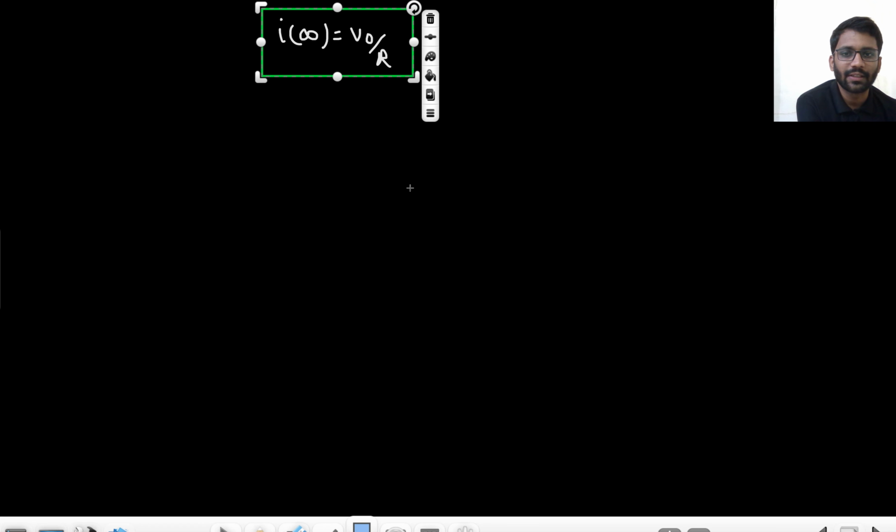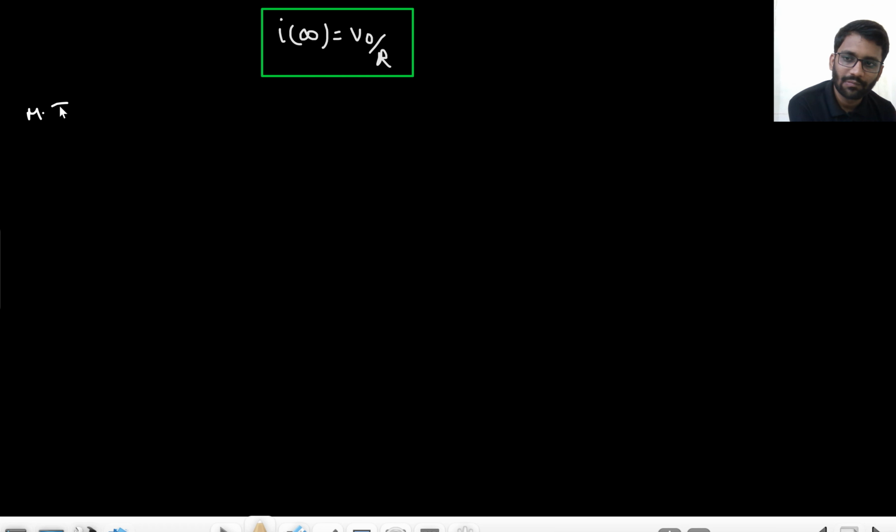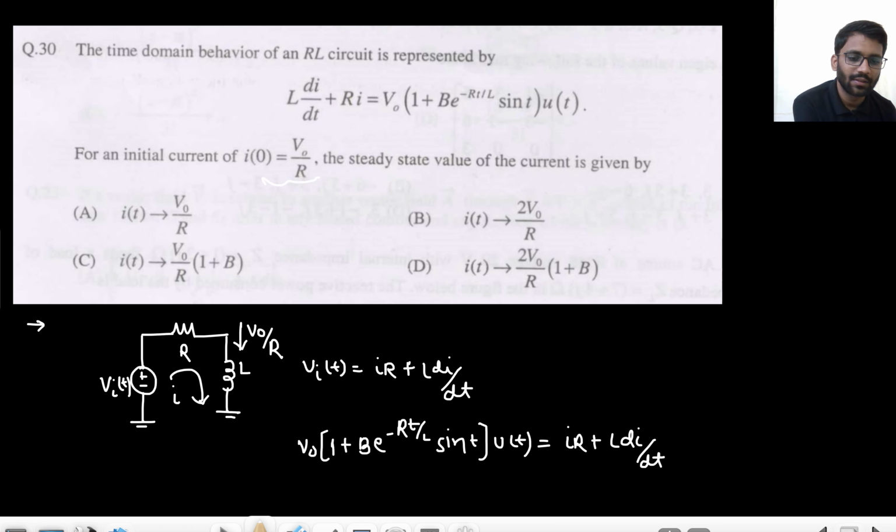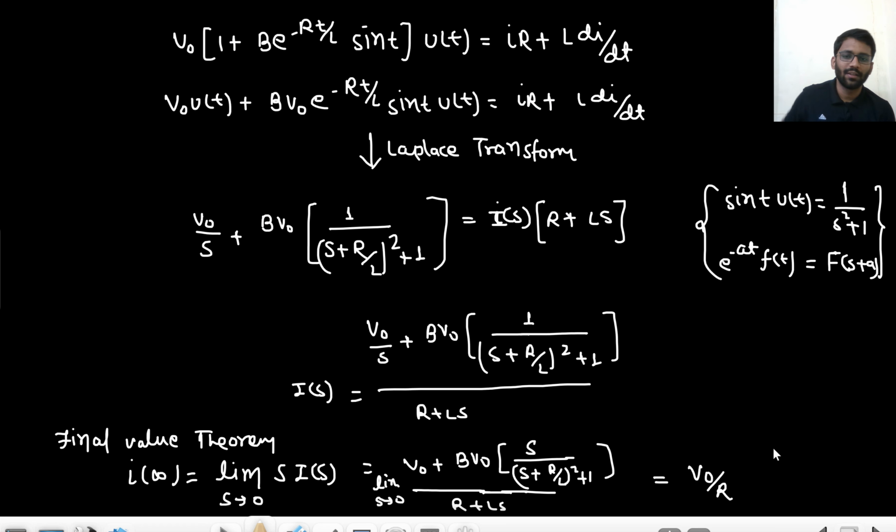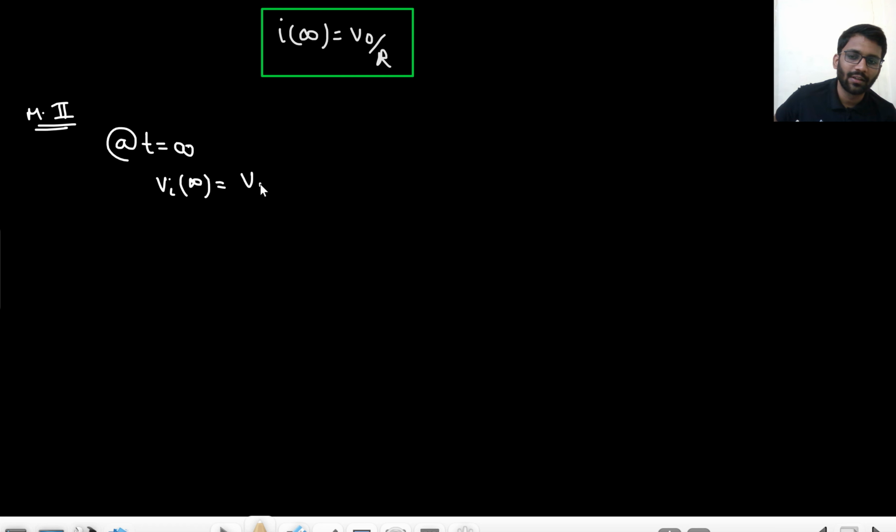Okay. This is one method by Laplace transform. Other method, method 2. At t equals to infinity, this is what steady state means. At t equals to infinity, what will happen? What will be my v in at t equals to infinity? This will go to v naught only, right? At t equals to infinity, this factor will come to 0, so my input will be only v naught. So my v in will be v naught only, and the inductor will be shorted.